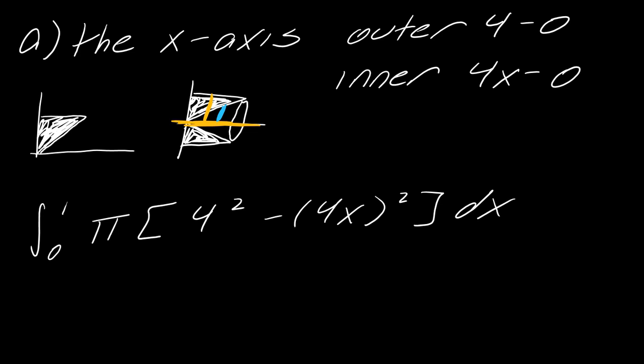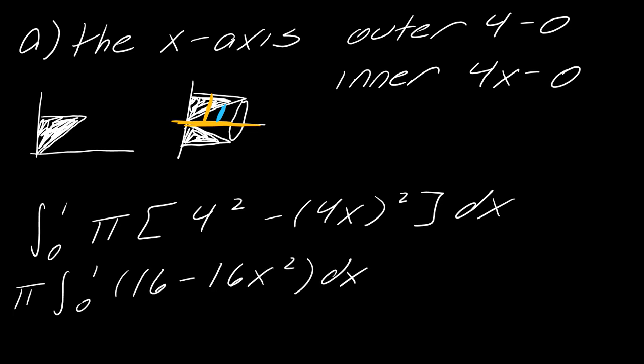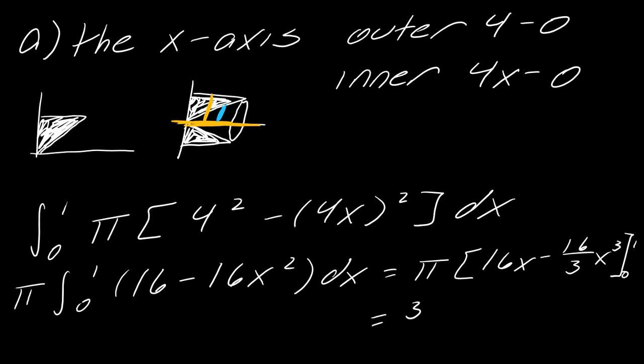And so then I'm going to get 16 minus 16x squared. So this is what I'm going to integrate. So I will have 16x minus 16 over 3 x cubed. And I'm kind of running out of space here. Sorry, from 0 to 1. So this will give me 32 pi over 3. Okay.